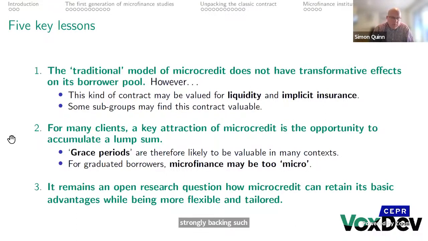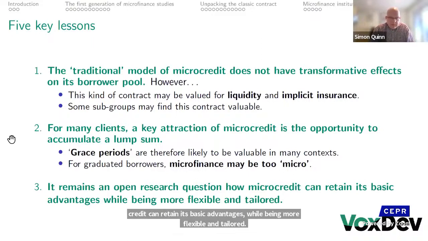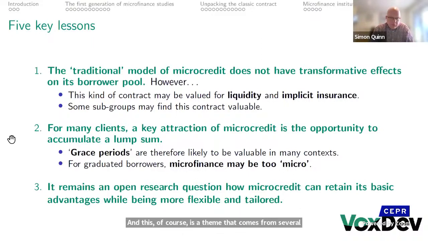Third, it remains an open research question how microcredit can retain its basic advantages while being more flexible and tailored. And this, of course, is a theme that comes from several of the studies, and Mohammed talked about the recent Brune et al. paper. On the one hand, it seems that there are great advantages of increased flexibility for some borrowers, but clearly there are also very strong reasons that microfinance institutions have designed the classic model as they have done. And that clearly remains an open research question requiring further testing.